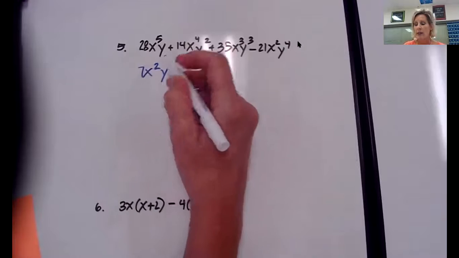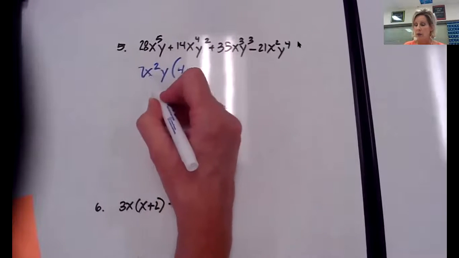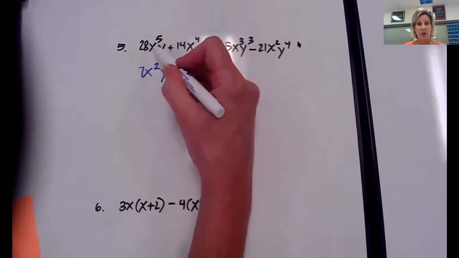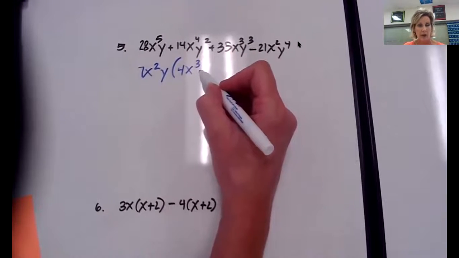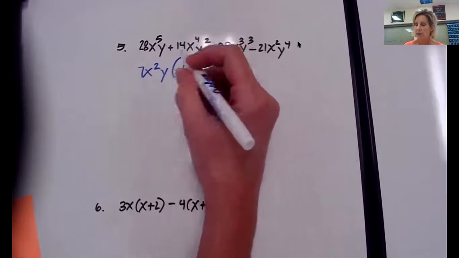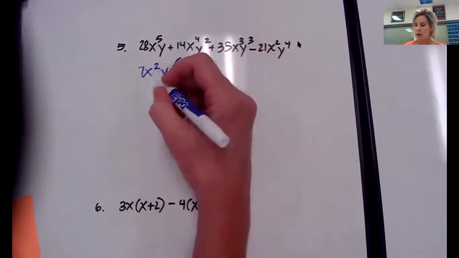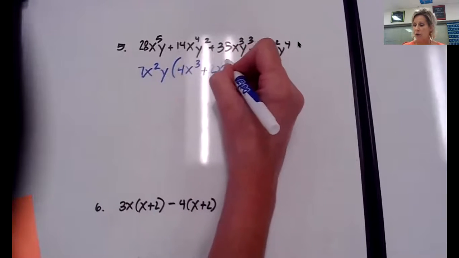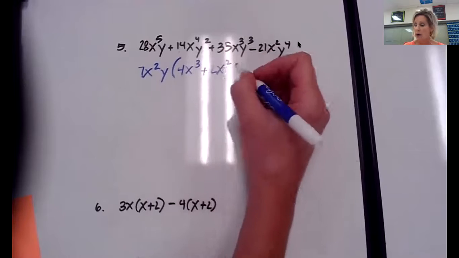So I know it's 7 times 4 gives you the 28. And then it would be x squared times x to the 3rd gives you the x to the 5th. And then it's y times an understood 1, so I don't write that down. Plus 7 times 2 gives you the 14. X squared times x squared gives you the x to the 4th. Y times y gives you y squared.